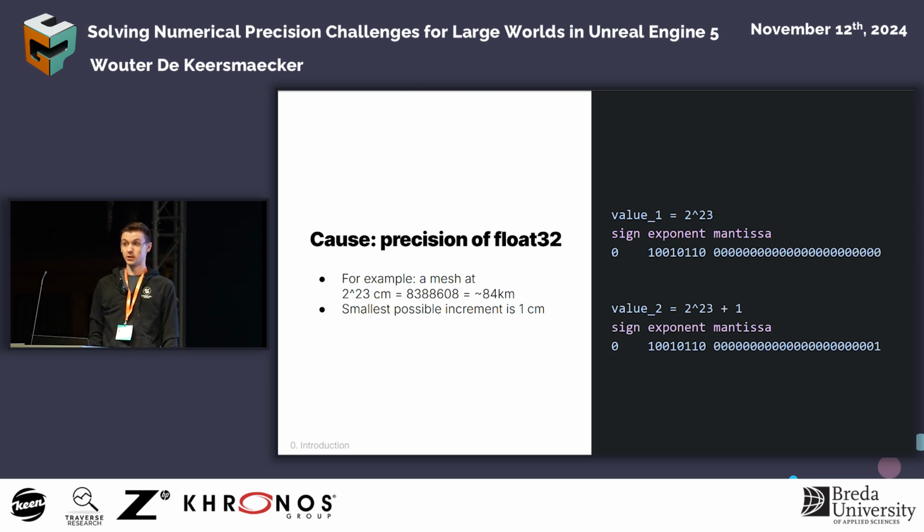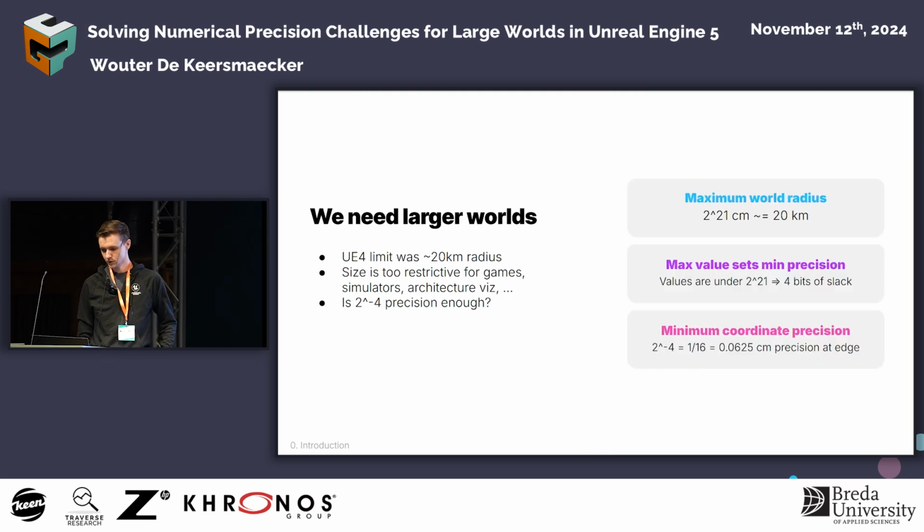So 1 centimeter is not enough precision. We will get jittering. But meanwhile, 84 kilometers is actually not that far out. So we need some kind of solution here. So UE4 set the maximum world size at 20 kilometers. And this is a calculation that you can do either way. But if you set a minimum precision that you would like, then you can kind of work backwards from that to see what the maximum world size should be. And so in this case, you arrive at about 1/16 of a centimeter precision at the edge of the world, so in the worst case.